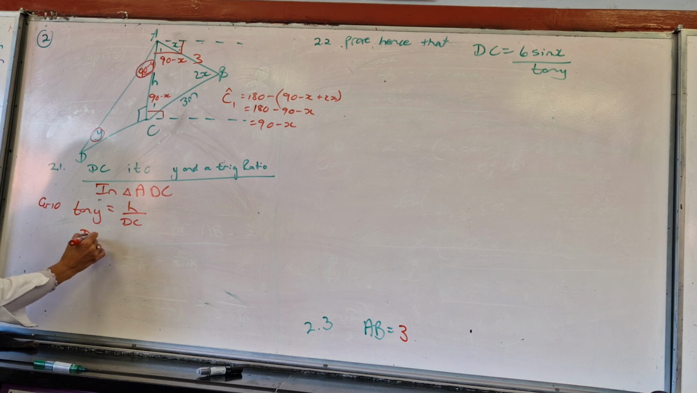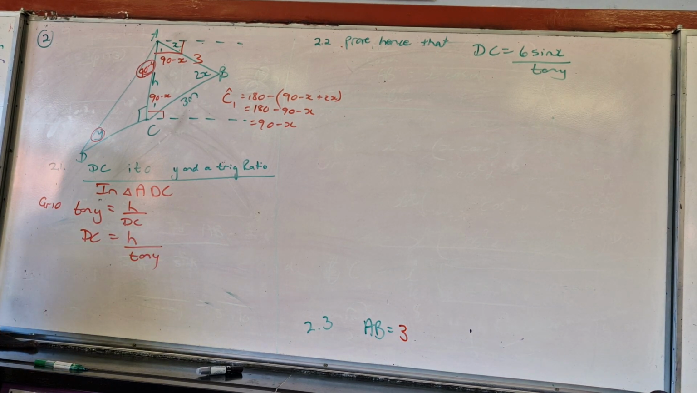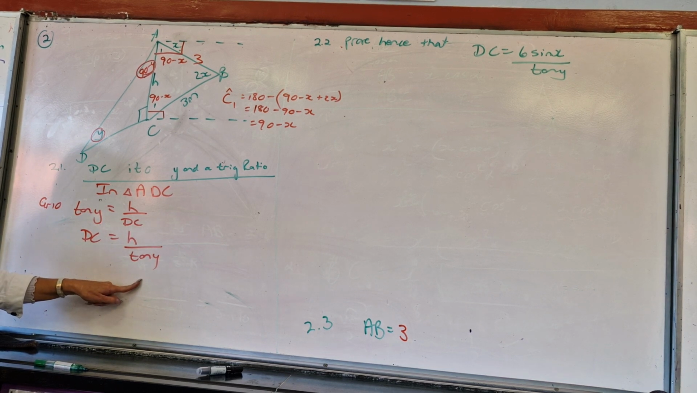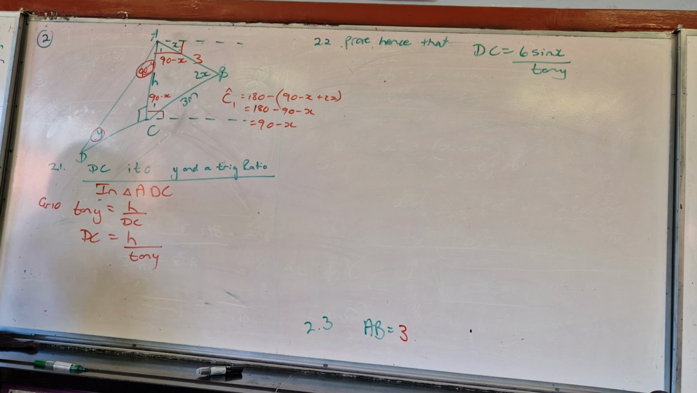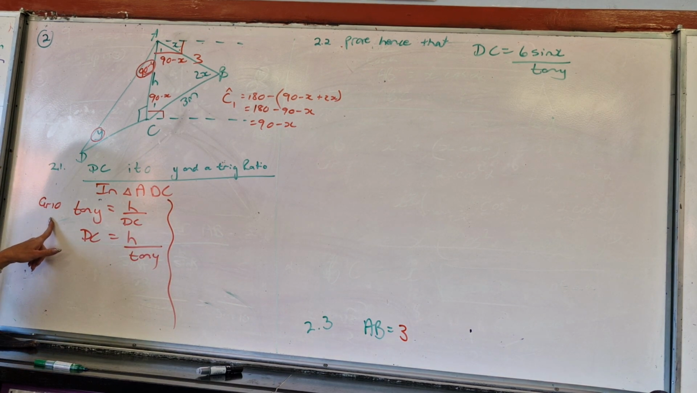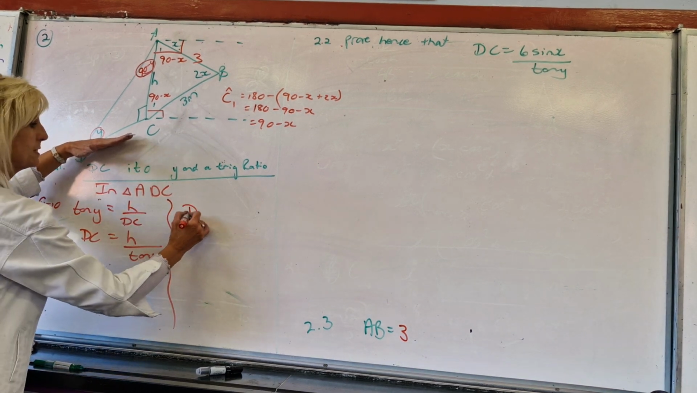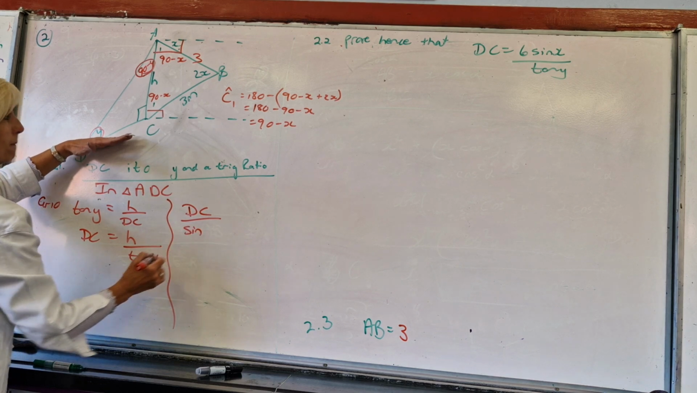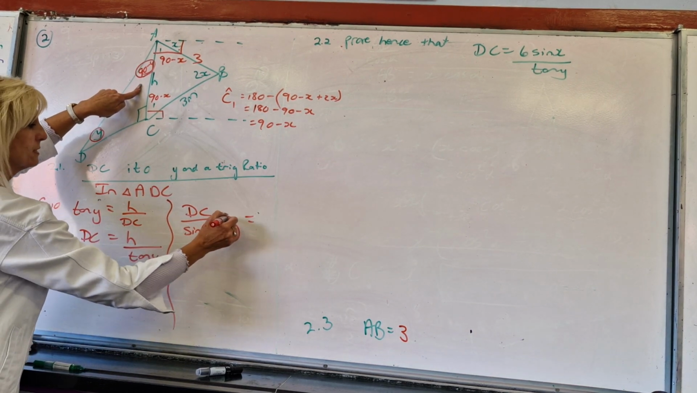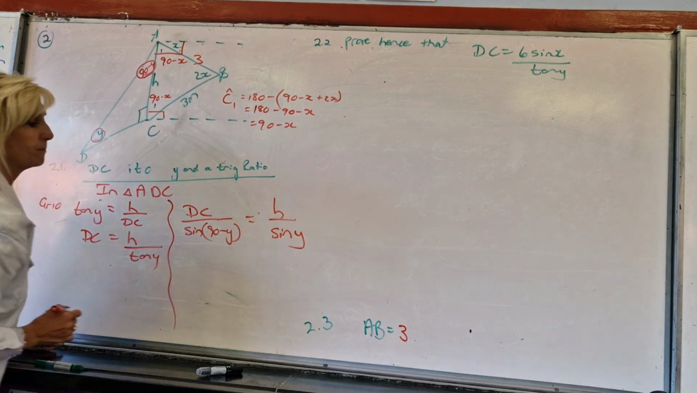So DC would be equal to, what just happened there? Cross multiplication. The alternative, if I didn't use grade 10, I could use grade 11 sin rules. To find DC, you would put DC over the sin of 90 minus Y. The other side that you've got is H, H over the sin of Y. Are you with me?